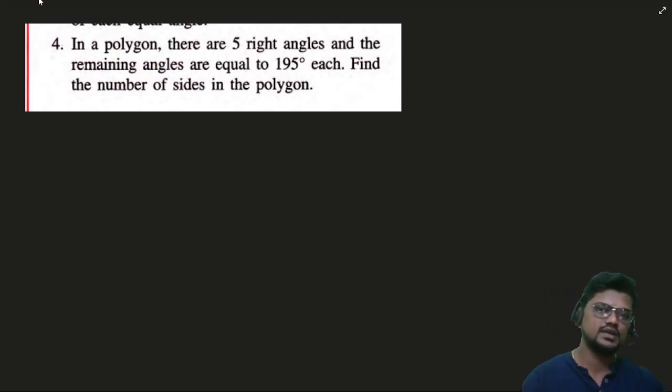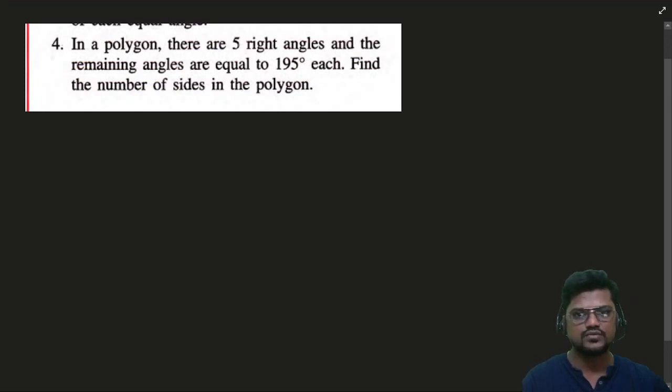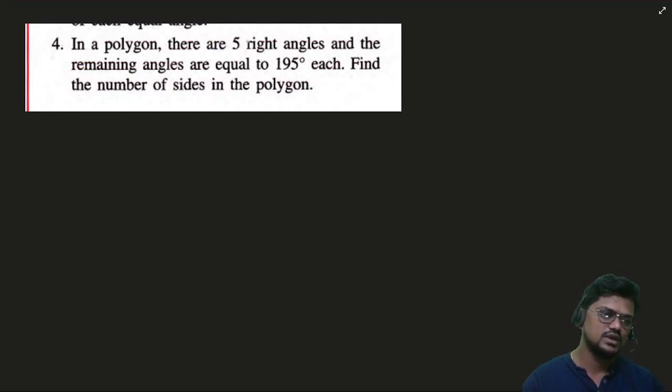In a polygon, there are 5 right angles and the remaining angles are equal to 195 degrees each. Find the number of sides in the polygon. They have said, right? So in a polygon there are 5 right angles. How can you make a polygon? Is it a convex polygon or a concave polygon?